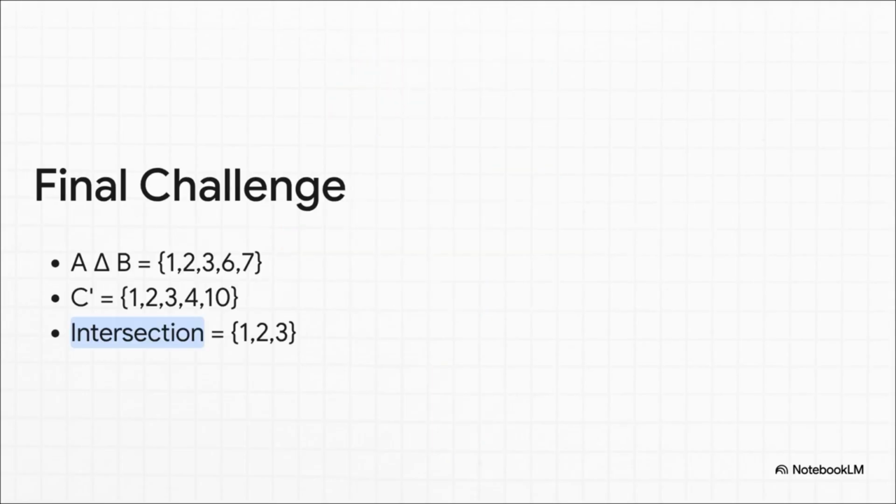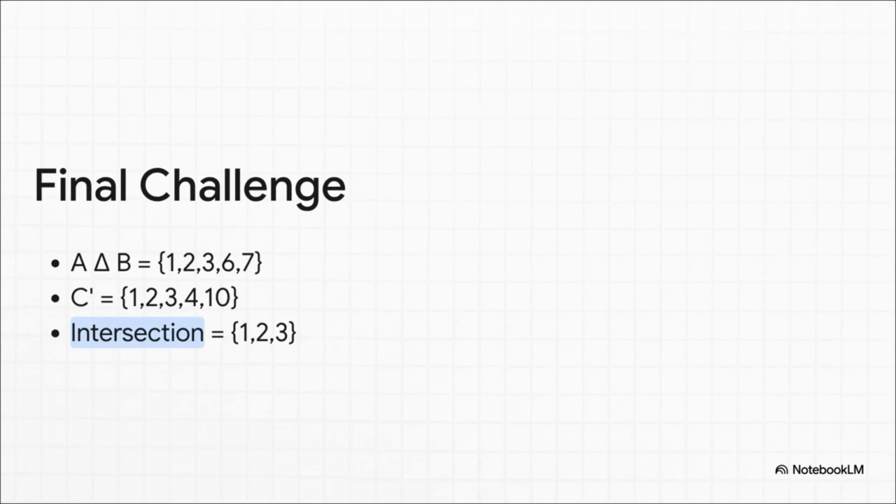Okay, let's dive into the solution and conquer this terrifying equation step by step. Step 1, the symmetric difference of A and B. What is in A or B, but definitely not both? That gives us 1, 2, 3, 6, and 7. Step 2, the complement of C. What is in our universal set of 1 to 10 that is not in C? That gives us 1, 2, 3, 4, and 10.